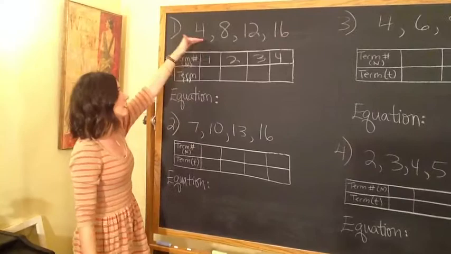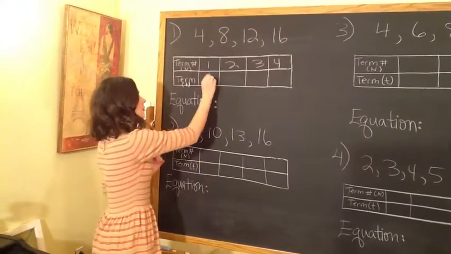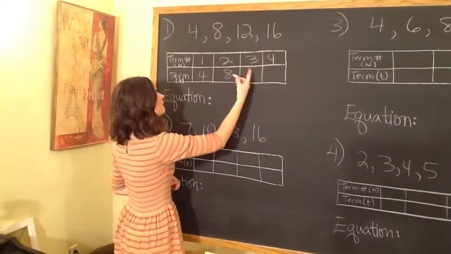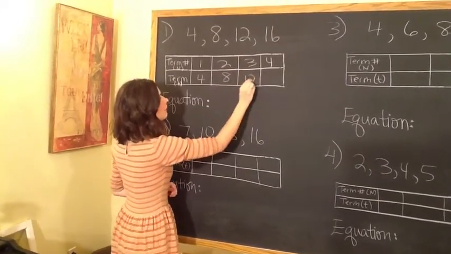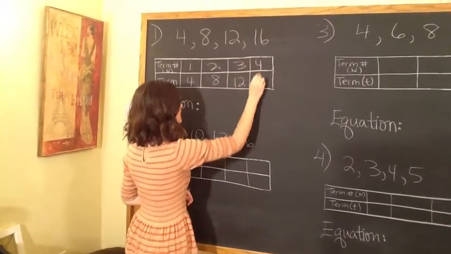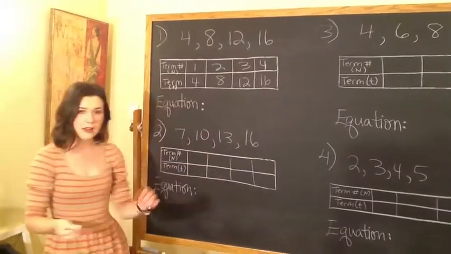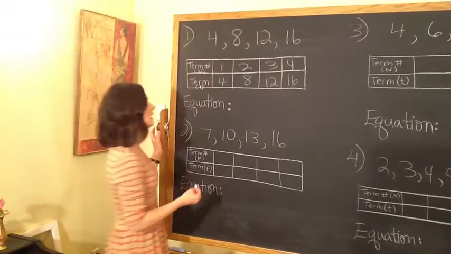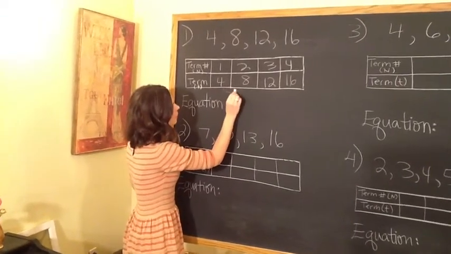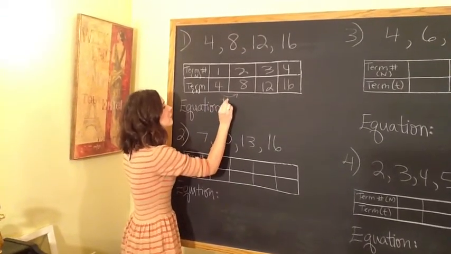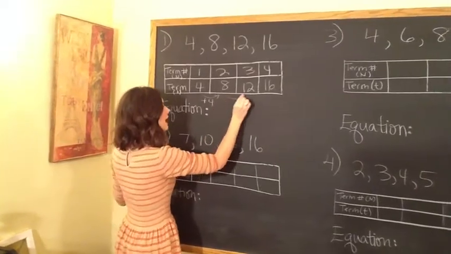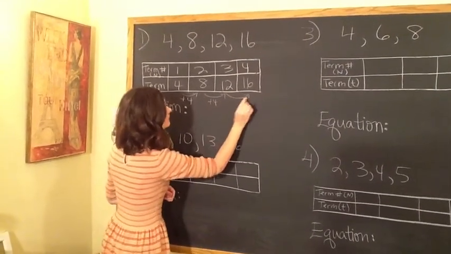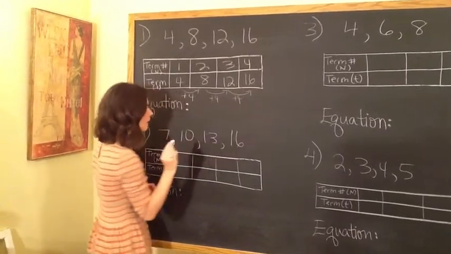In the spot term number 1, it's the number 4. In spot number 2, we have 8. In spot number 3, we have 12. And in spot number 4, we have 16. So now that we have this information in a chart, we're going to start analyzing it. In order to get from 4 to 8, we have to add 4. In order to get from 8 to 12, we need to add 4. In order to get from 12 to 16, we need to add 4.